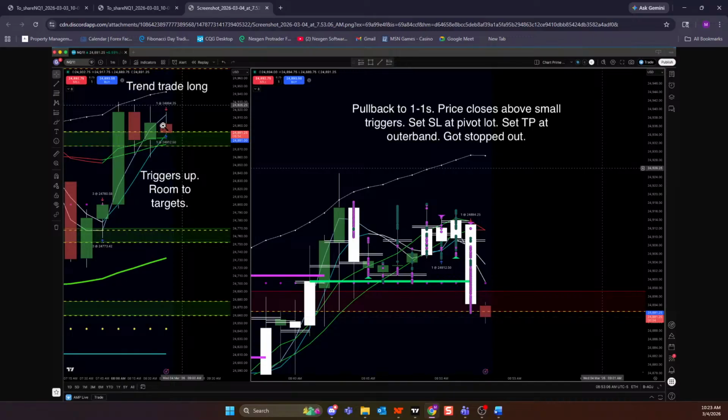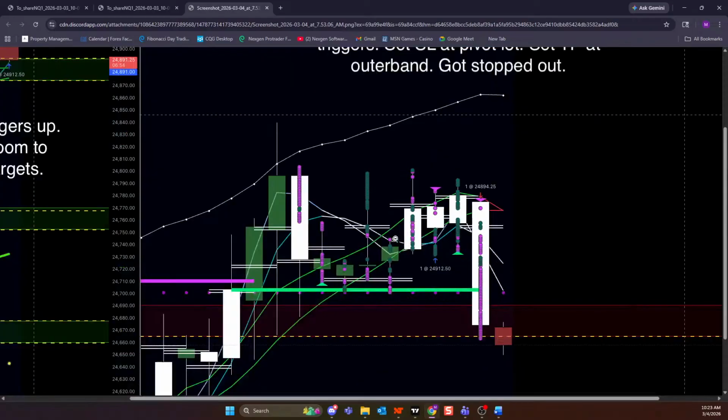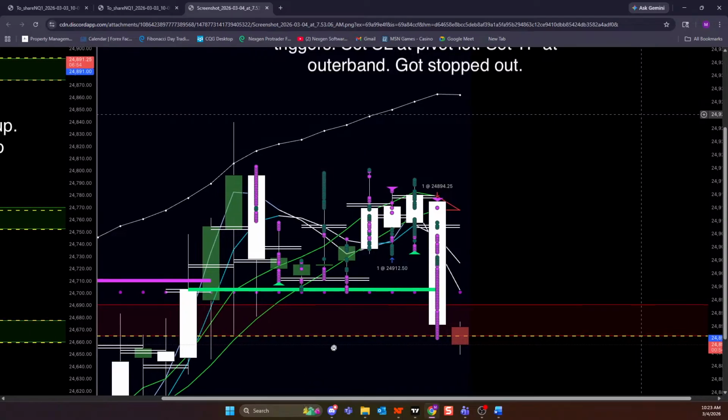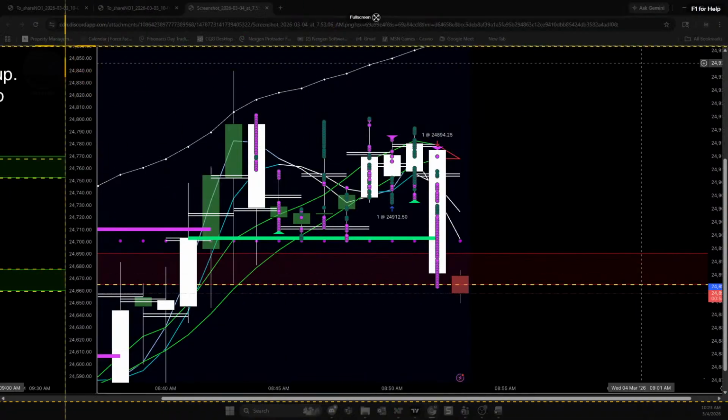Triggers up, room, price pulls back to the 1-to-1s. There's the close above, and man, it just doesn't go, does it? It just doesn't go, Papa. See if I can make that bigger. 1250. All right, so here we go. Papa, you're going to dig this.